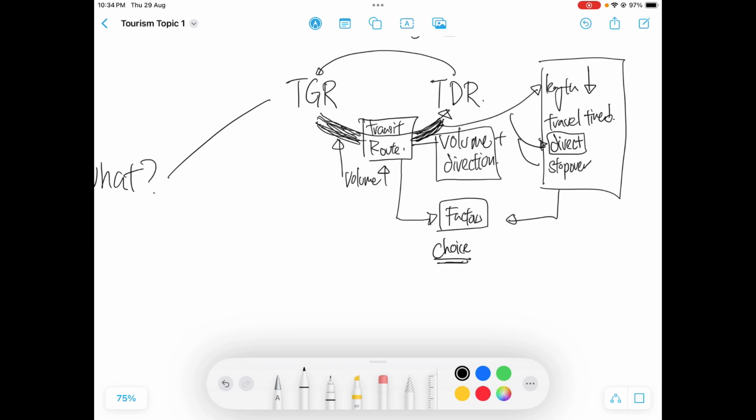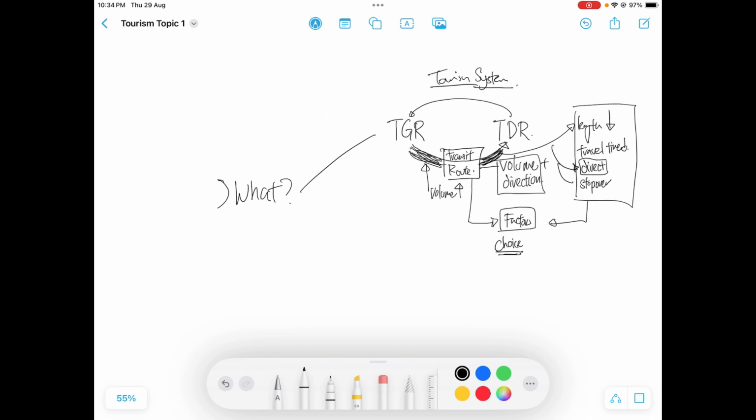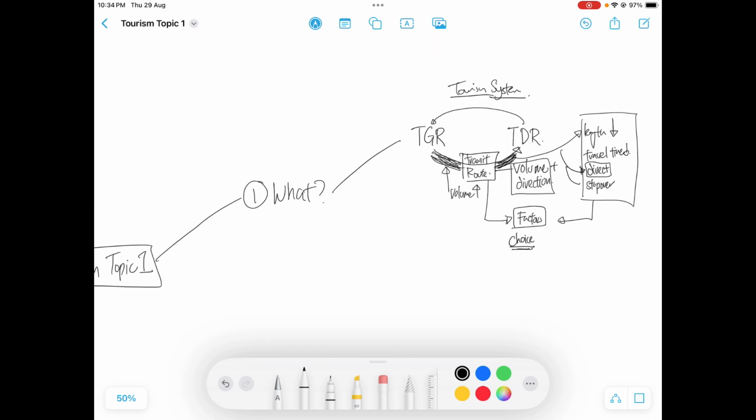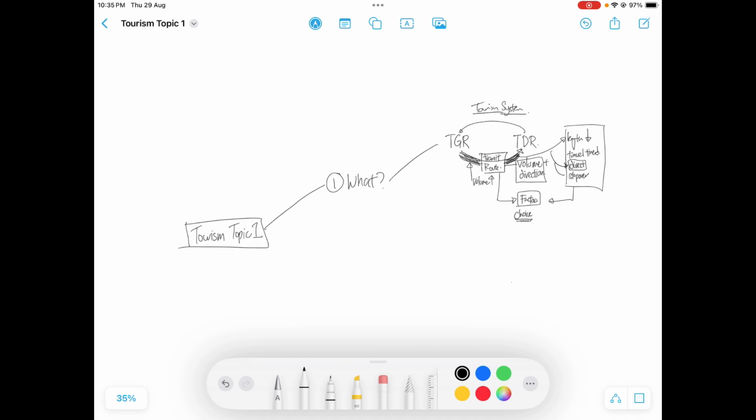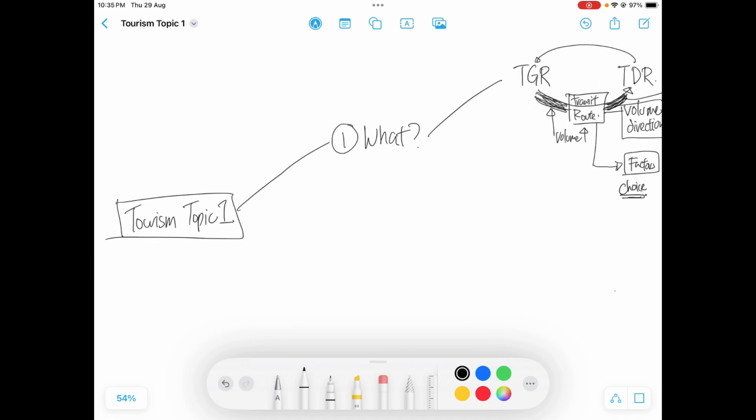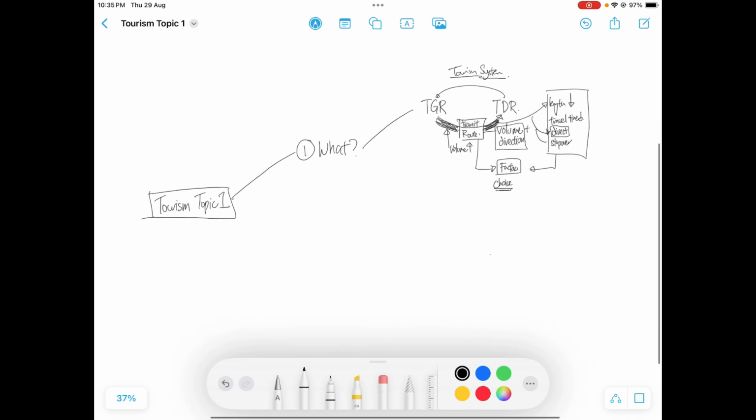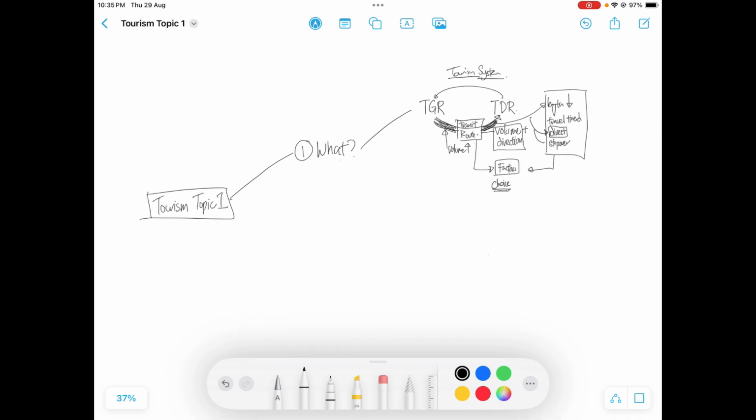All right. So that is for topic one. What is a tourist system, right? So that's for topic 1.1. Okay. So next, let us move on to the next component. Still under what is a tourist system. Okay, we talk about another thing.